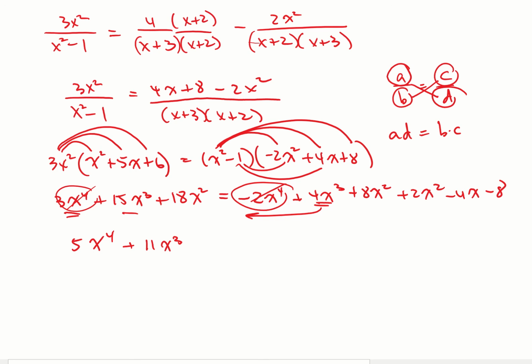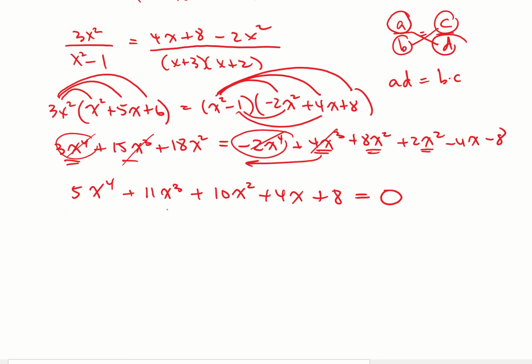And then after this, they cancel out here. And then over here you have 8 and 2. 8 plus 2 is 10. You move the other side, so you go plus 10x squared. And then after that, I'm going to bring the 4x to the left. So you go plus 4x, and then bring the 8. So plus 8 is equal to 0. So now you're down to this equation here: 5x to the power 4 plus 11x cubed plus 10x squared plus 4x plus 8.